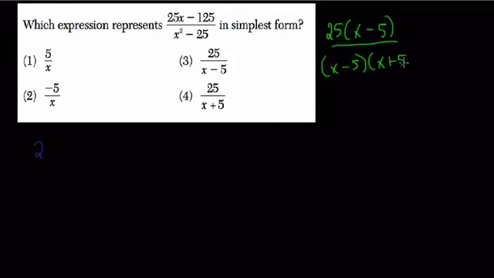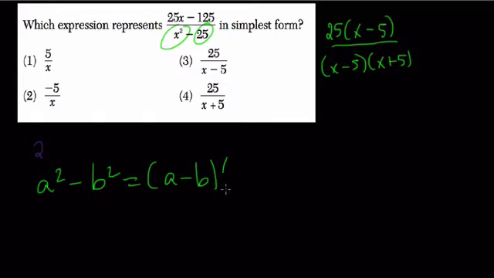And I know it's so quick because x squared and 25 are both perfect squares, and for any pair of perfect squares, a squared minus b squared, the factored form is a minus b times a plus b. So here, the nice thing, and this is generally the way this works, is you want to just find two things that cancel out, and the remaining pieces are your answer. 25 over x plus 5, which is choice 4.